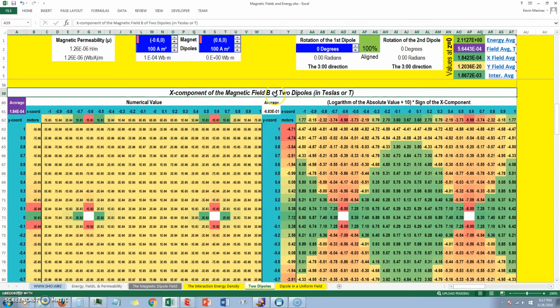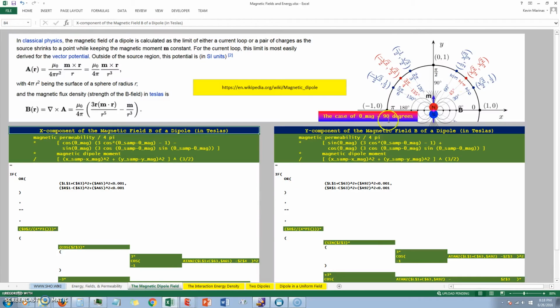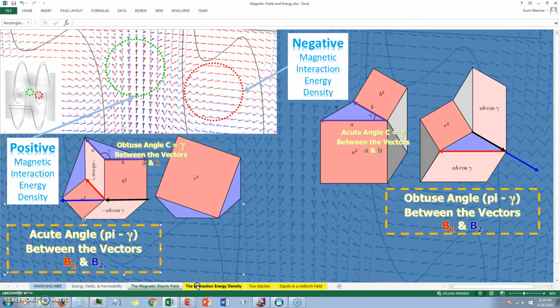So the x component of the magnetic field B of 2 dipoles in Teslas or T. Okay? So the green area represents where the x component of the field is pointing to the right. That is to say, the positive x direction. Whereas the red regions represent where the x component of the magnetic field is pointing in the left direction, or the negative x direction. Okay, just like in our unit circle. Here's our x direction, here's our y direction, and then the opposites, of course, are on the opposite side.